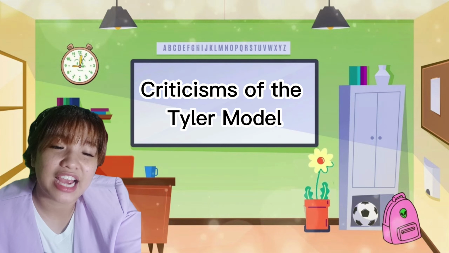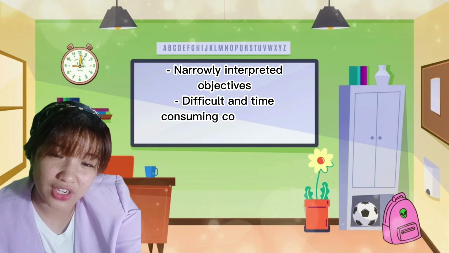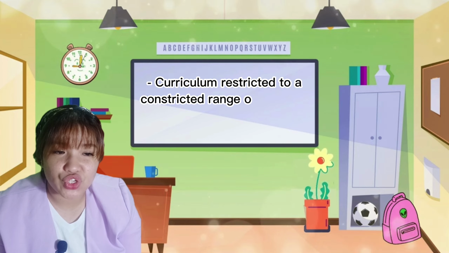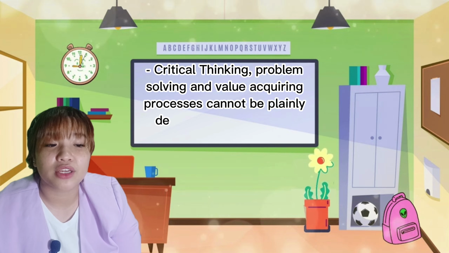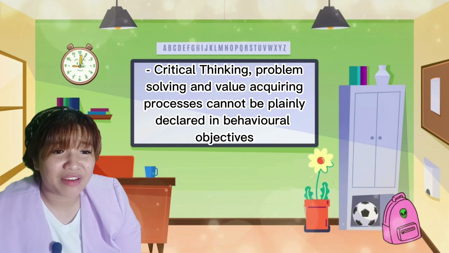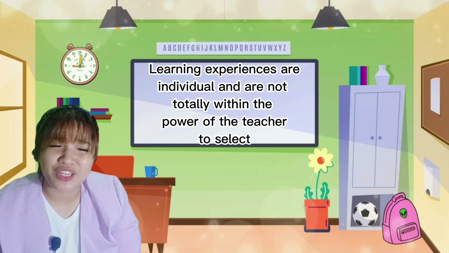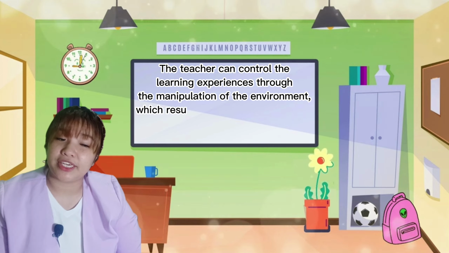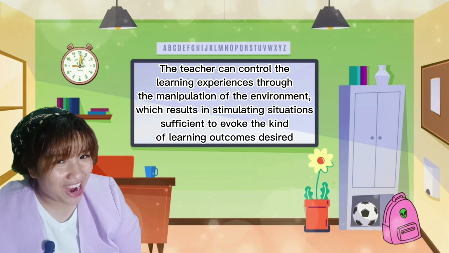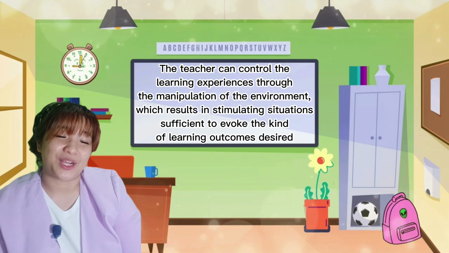So, criticisms for the Tyler model: narrowly interpreted objectives, difficult and time-consuming construction of behavioral objectives, curriculum restricted to a constricted range of student skills and knowledge. Critical thinking, problem-solving, and value-acquiring processes cannot be plainly declared in behavioral objectives. Learning experiences are individual and are not totally within the power of the teacher to select. The teacher can also control the learning experience through the manipulation of the environment, which results in stimulating situations sufficient to evoke the kind of learning outcomes desired.